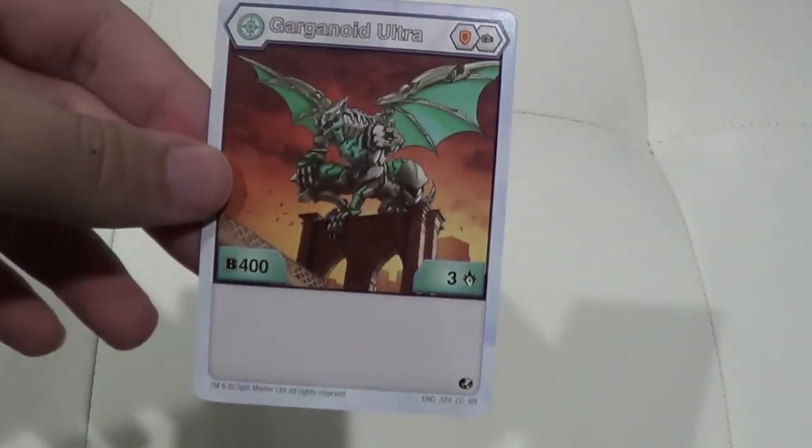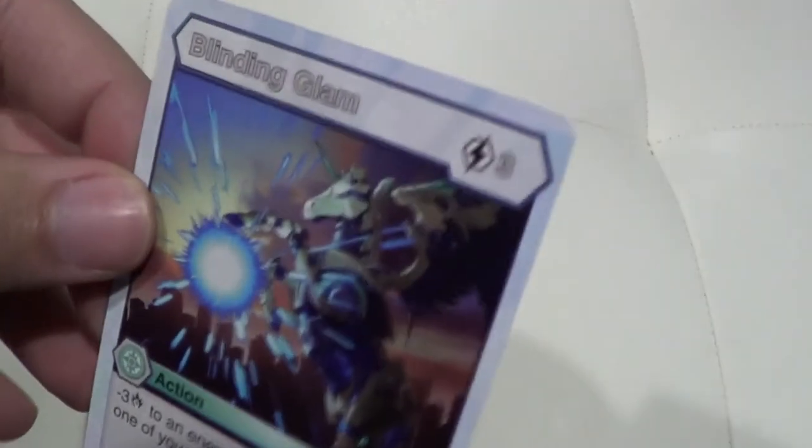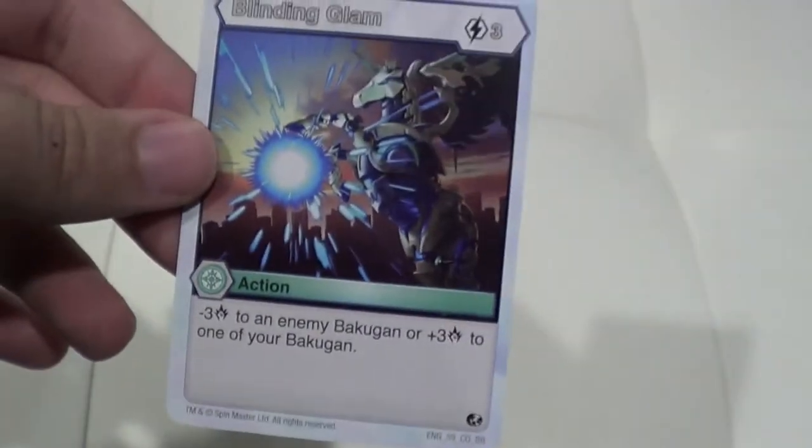And there's two cards. The first one is the character card for Garganoid Ultra, 400 B power, and then 3 damage. And then there's also Blinding Glam. That's a level of 3 right there. Artwork looks cool. What it does is minus 3 damage to an enemy Bakugan or plus 3 damage to one of your Bakugans. So basically, you could make your opponent weaker or power up your Bakugan of your choosing. So that is pretty cool.